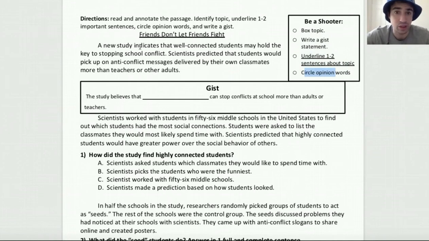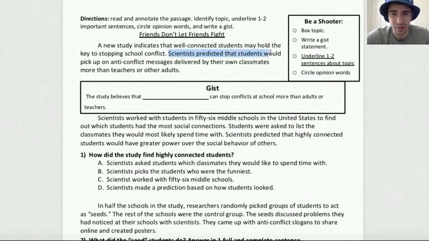A new study indicates that well-connected students may hold the key to stopping school conflict. Scientists predicted that students would pick up on anti-conflict messages delivered by their own classmates more than other adults. So we're talking about people at school, but there seems to be a study going on. I'm going to make sure that I note that students seems to be the topic here. And what can students do?